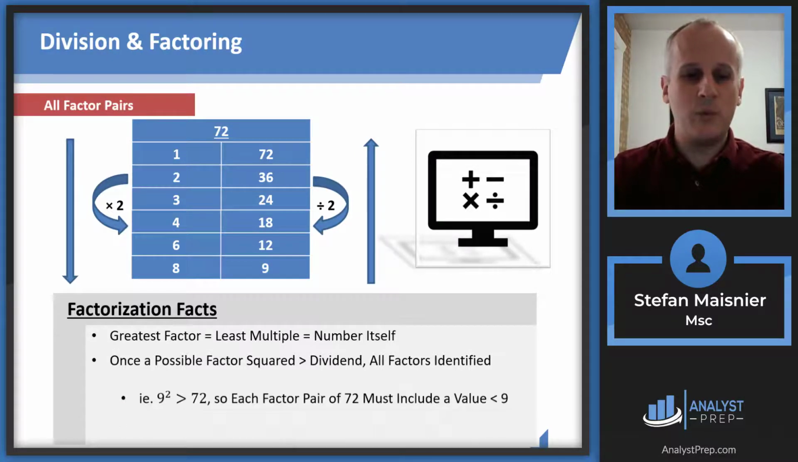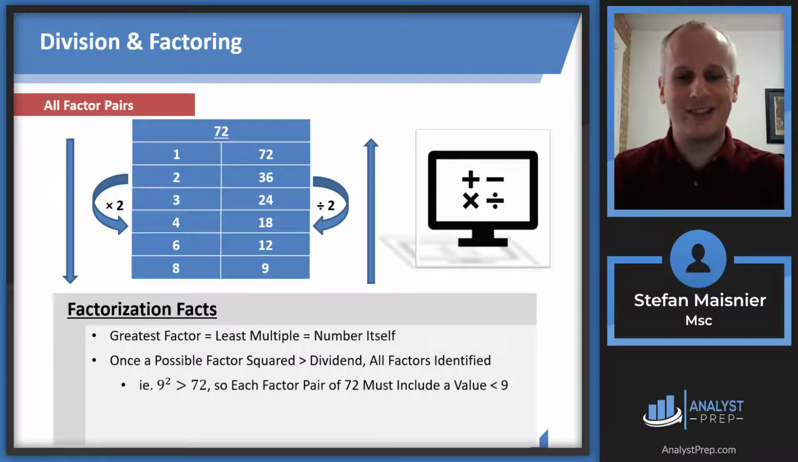But we know that 9 squared is greater than 72. So each factor pair of 72 must include a value less than 9. So as soon as we got to 8, 8 squared, of course, is 64, which is less than 72. So 8 can be a smaller factor of 72. But once we get to 9 squared, we're done because 81 is greater than 72.